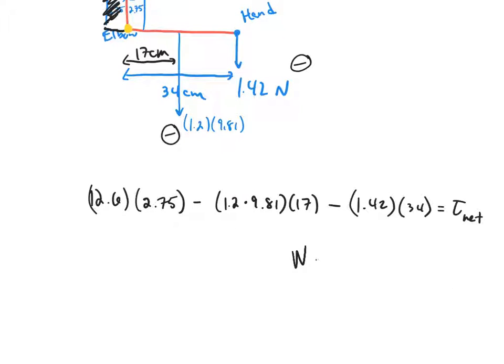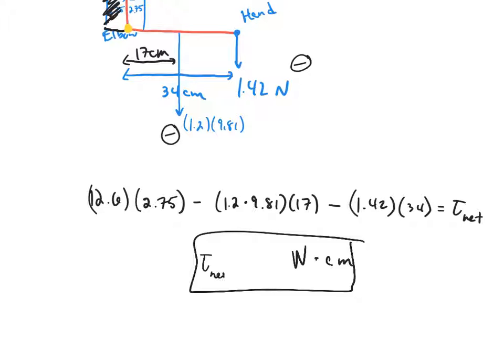So whatever this comes out to be, in newtons times centimeters as my units. Okay, that'll give me my net torque. What did people get? What do people get for 83?